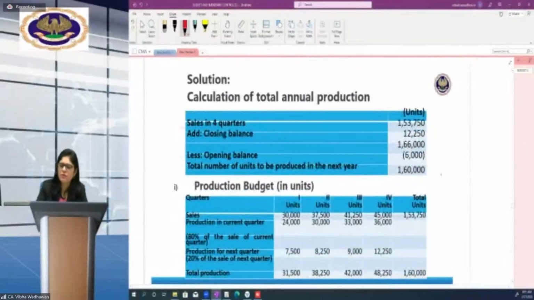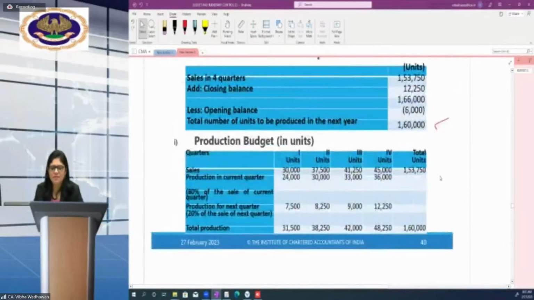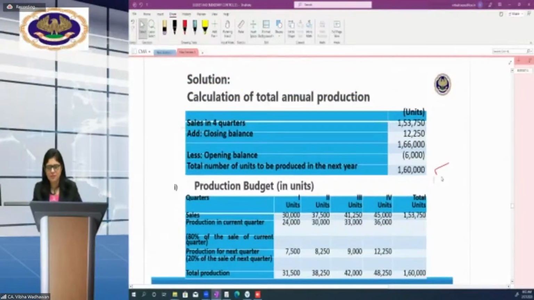See, here also they have calculated the total annual production as well. So sales in 4 quarters, add closing balance, less opening balance, opening stock basically, and closing stock, gives the total number of units to be produced in the next year. And this is the way we did it. Just take a note of the production budget in units. Although this also is going to do, I just cross-checked and calculated the total also, but if we have calculated the production budget in units, that's sufficient.